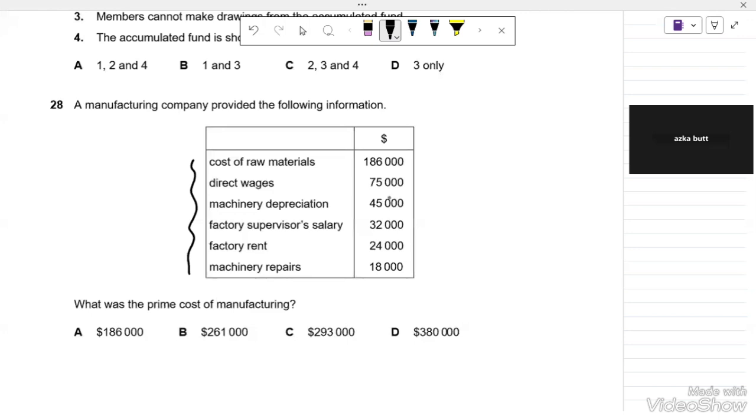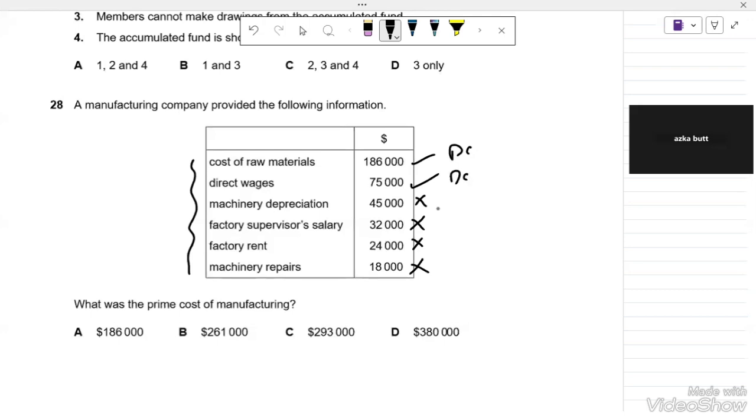What is prime cost? Prime cost is basically the direct cost. Let's see what the direct cost is. Cost of raw material is a direct cost because we can easily attribute this cost and we can easily divide it by the number of units. Direct wages is also a direct cost. Machinery depreciation is an indirect cost. Factory support sale is also an indirect cost. Factory rent is also an indirect cost. Machine repair is also an indirect cost. So we have only two types of direct cost, which are direct wages and cost of raw material.